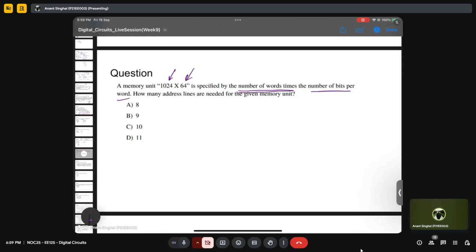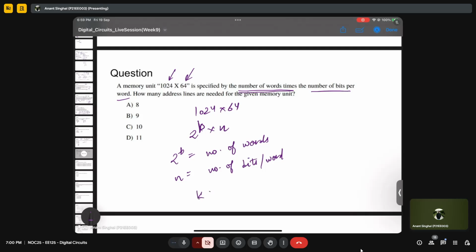Please everyone type your answers in the chat box. Okay, I've got one more, so let's do it. We have 1024 cross 64, which we equate to 2 raised to p cross n. As the question suggests, 2 raised to p is the number of words, n is the number of bits per word, and we have already seen that p is nothing but the number of address lines.